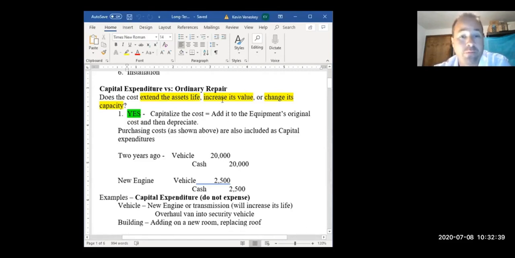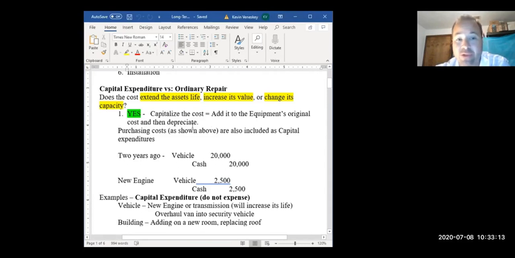Or if it makes it worth more, or if it changes its capacity, meaning like if you had a van that hauled stuff back and forth, but then you changed that van into more of a passenger van, or into a security type van, then that would be a major overhaul changing its capacity. So therefore all the costs you would actually put into the van itself and depreciate it. So this is just to give you a little example of what I mean. Hopefully it's pretty clear cut.